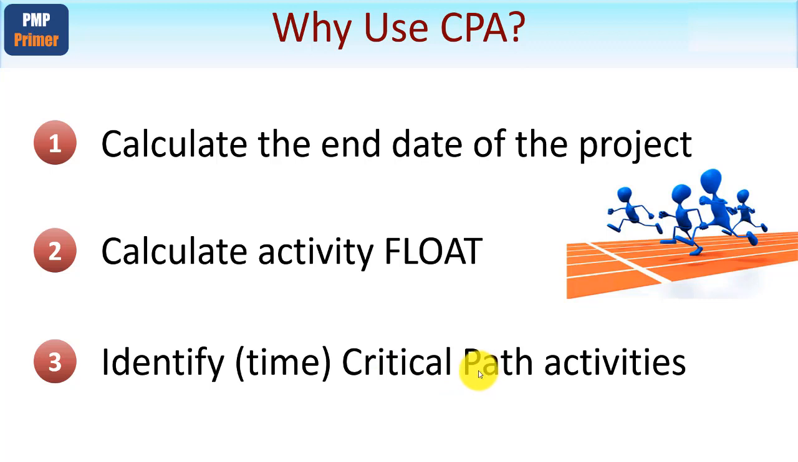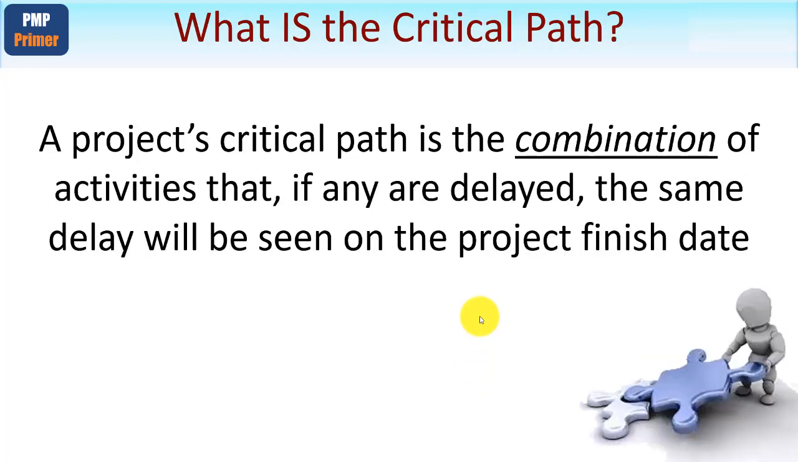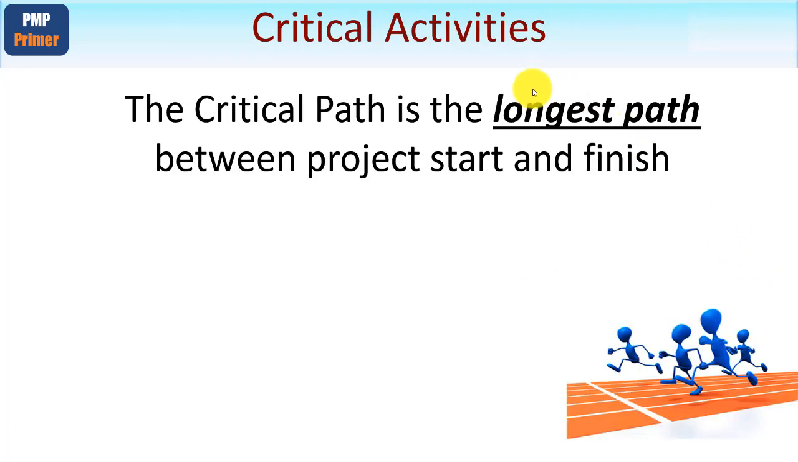And before I show you a foolproof step-by-step system to calculate any particular network, let me just remind you what a critical path actually is. A project's critical path is the combination of activities that, if any are delayed, the same delay will be seen on the project finish date. And the reason for that is because the definition of a critical path is that it is the longest path between the project start and finish. And the longest path must define the earliest time your project can finish.